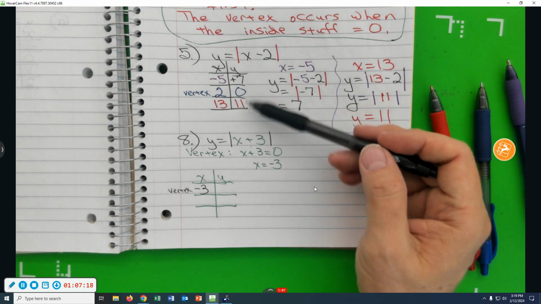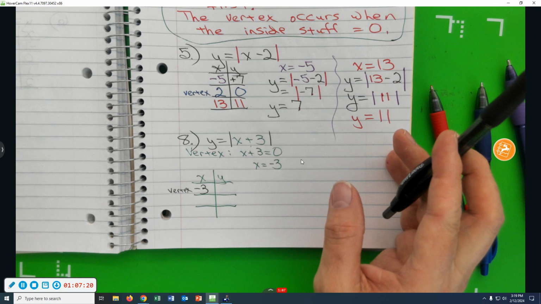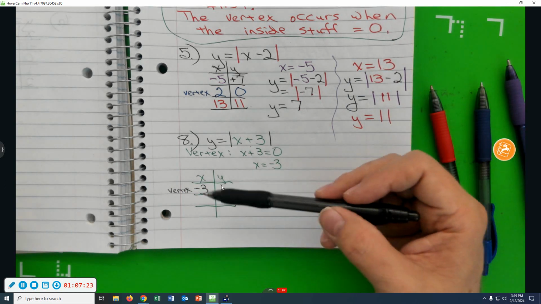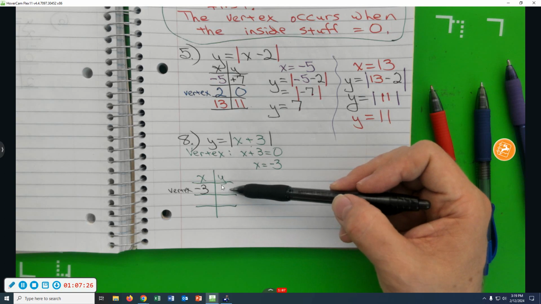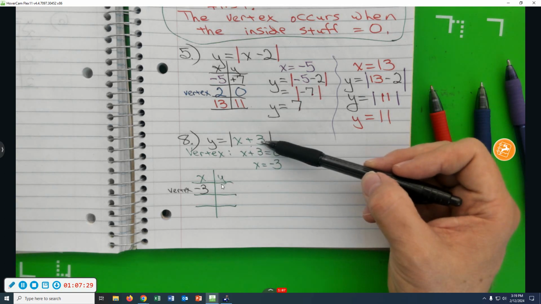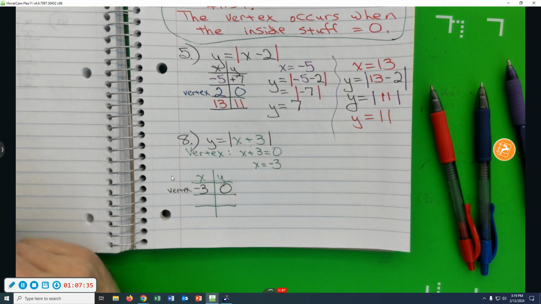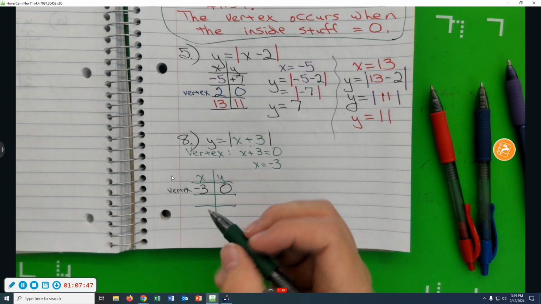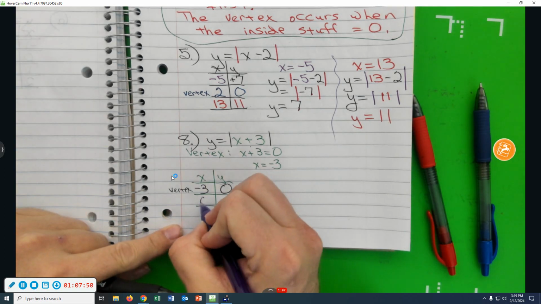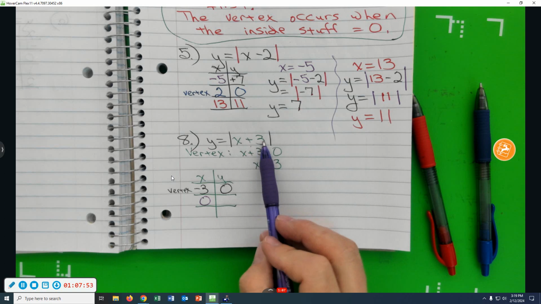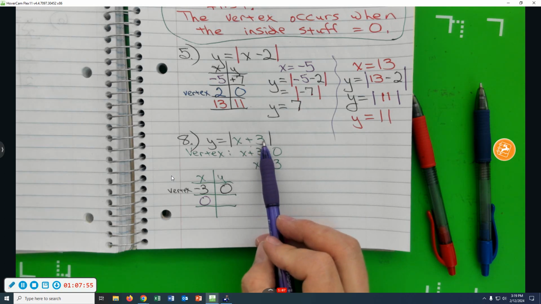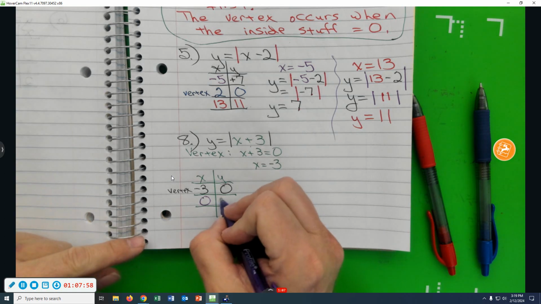I'm not going to find 2 other points. I only need one other point. So, what's the y value here? Tell me the y value for the vertex. Negative 3 plus 3 is 0. The absolute value of 0 is 0. So there's the vertex. Now give me another number. We need to plug another number in for x, anything other than negative 3. Negative 2, negative 1, 0, 1, 2, 3. I think 0 is a good one to plug in. That's pretty easy. Plugging in 0 for x, 0 plus 3 is 3. What's the absolute value of 3? Just 3. Any questions there?